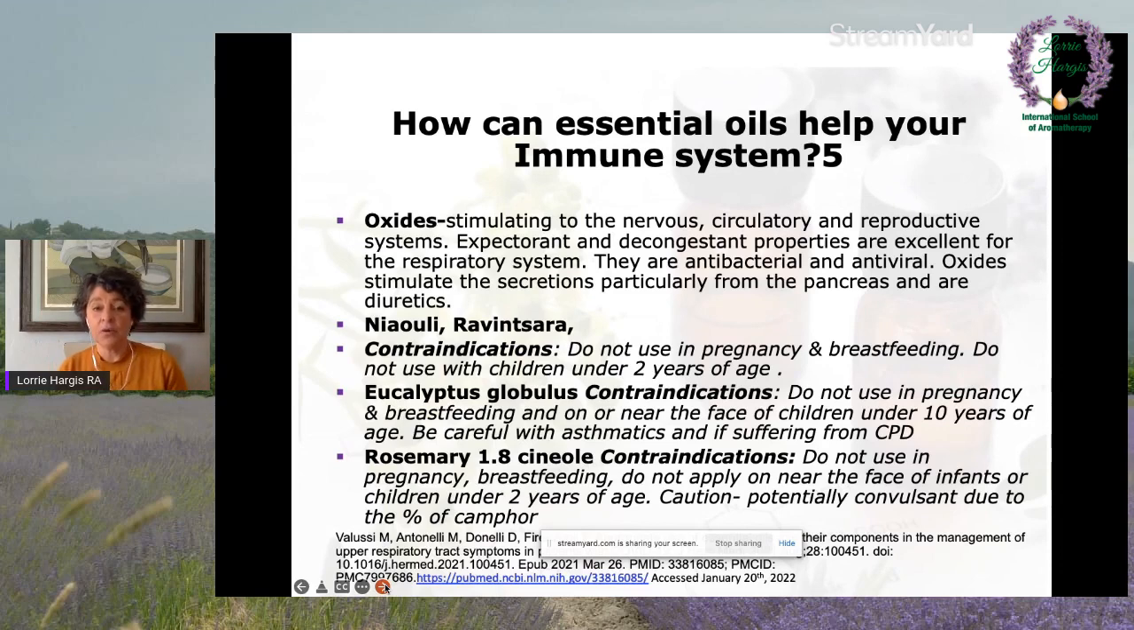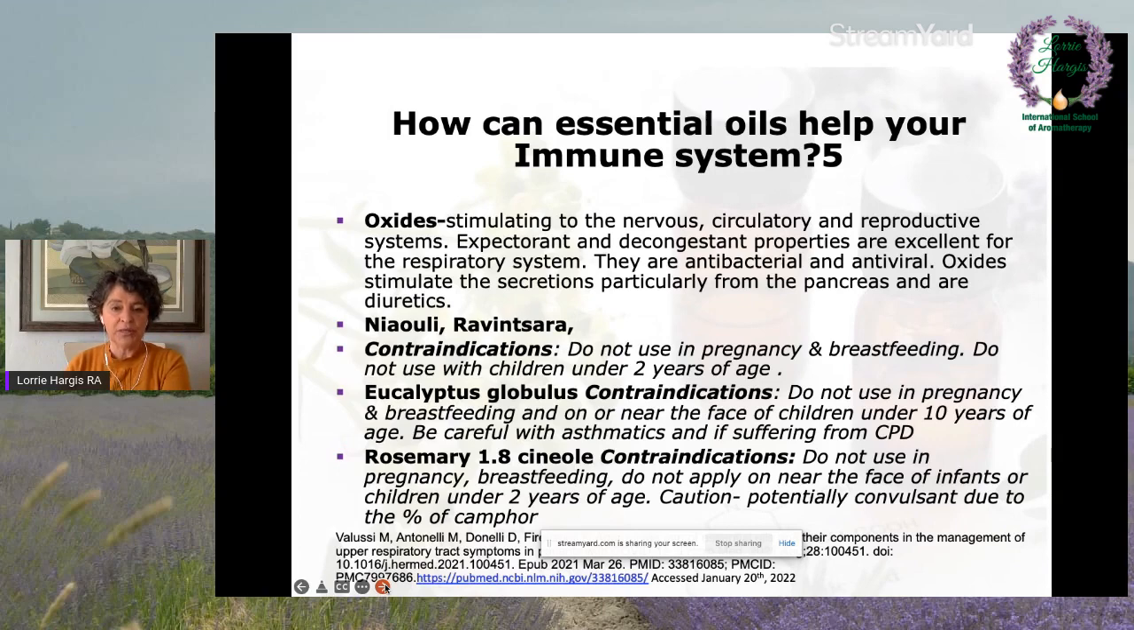And they are also good diuretics. So we have Naoli, which was one of the ones I used, Ravensara. Those two are antiviral, plus they help the body get rid of mucus. Contraindications: do not use in pregnancy or breastfeeding. Do not use with children under 2 years of age.